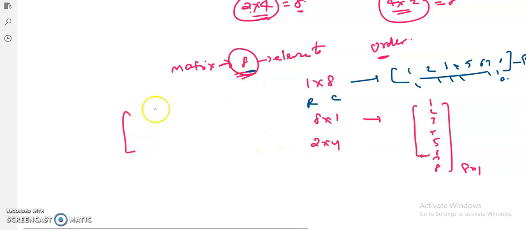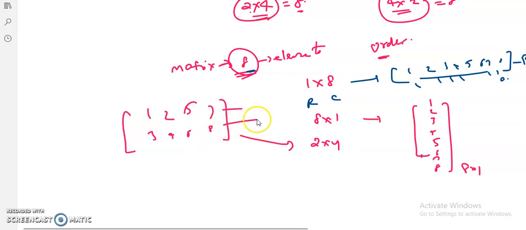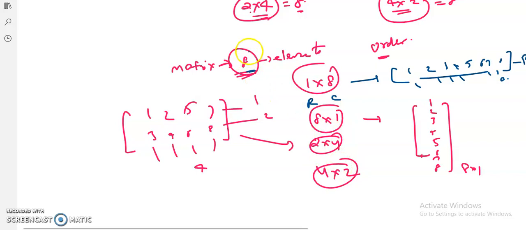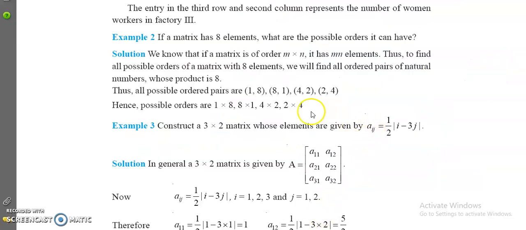So 2 by 4 means 2 rows must be there. Let's take it like this: 2 rows and 4 columns, right? So it is a 2 by 4. Why? Because here there are 2 rows, first row and second row, and 4 columns. And like that we can build up the 4 by 2, right? So how many orders are we getting? 1 2 3 4. So if 8 elements are there in the matrix, we are going to get 4 different possible orders, right? So that is the thing: 1 by 8, 8 by 1, 4 by 2, and 2 by 4. So that is this example.